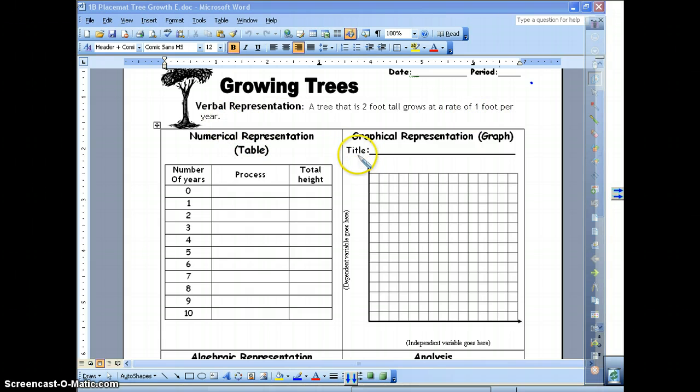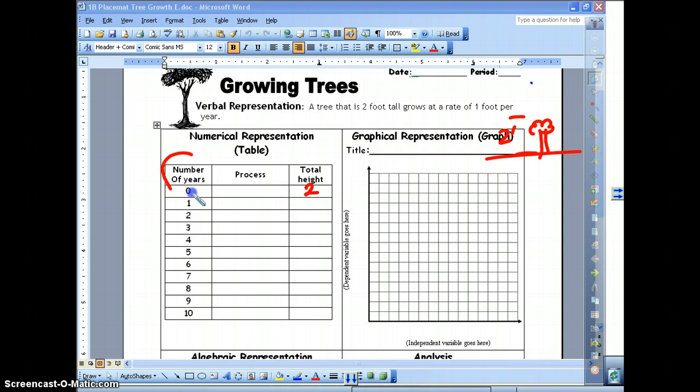Okay, I go down to the Houston Garden Center, I buy myself a little tree, and this little cute tree, it's 2 feet tall. It looks like this. And the moment I planted it in the ground, that's time 0. How tall is my tree? Yeah, it's 2 feet tall.